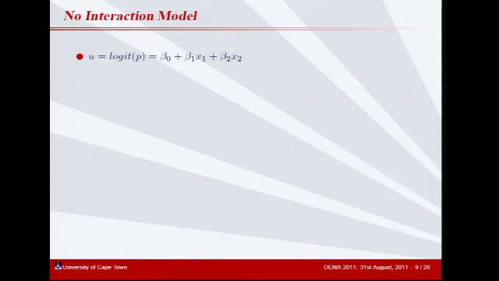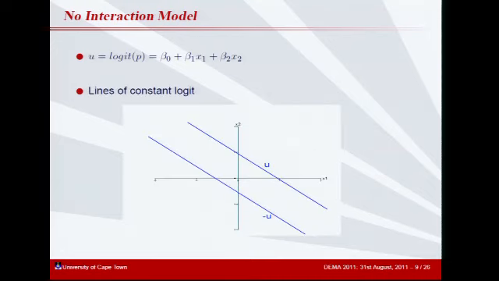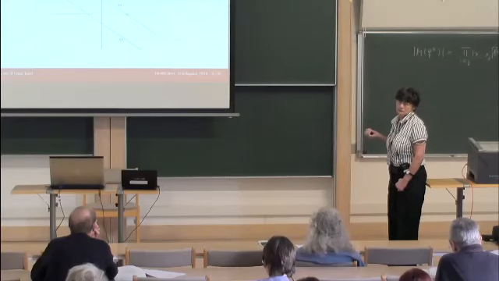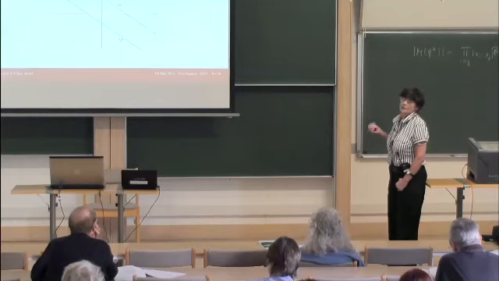So there is U, which is logit P, is quite simply beta 0 plus beta 1 x1 plus beta 2 x2. And you have lines of constant logit, and this was the approach that Jerome Myers used, and it's the one that has suited us very well in what we did later. So there are the lines of constant logit.